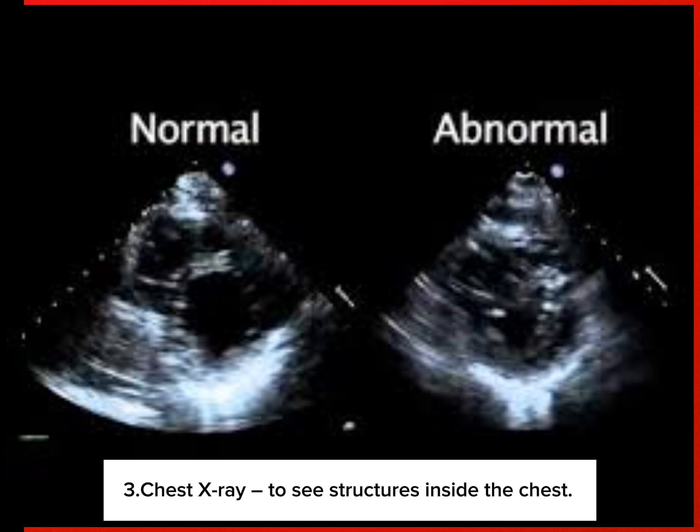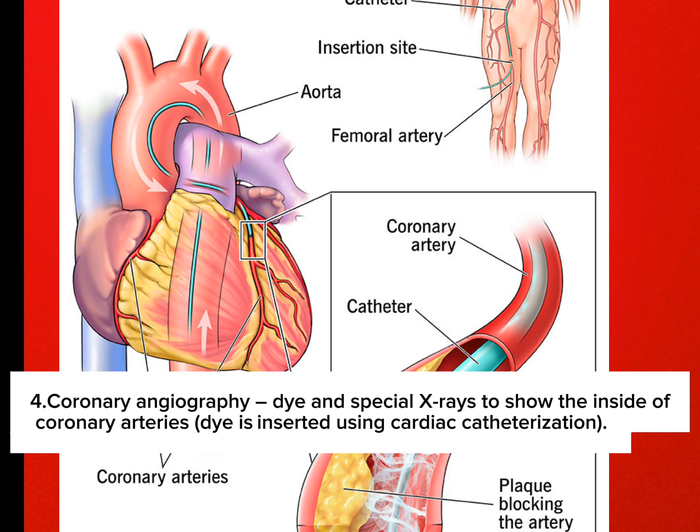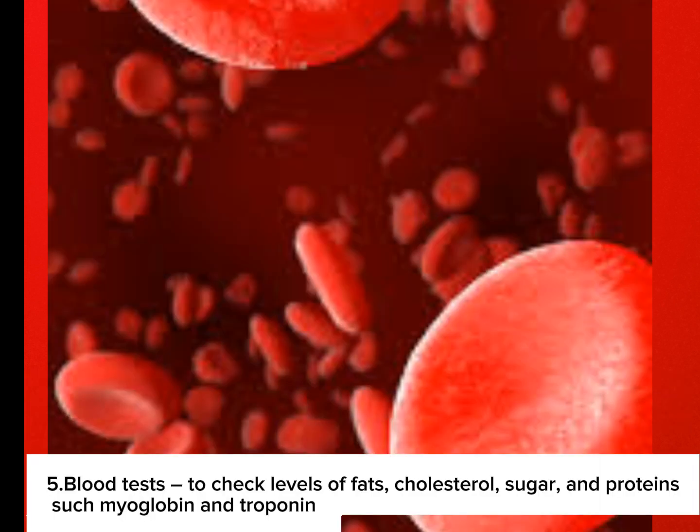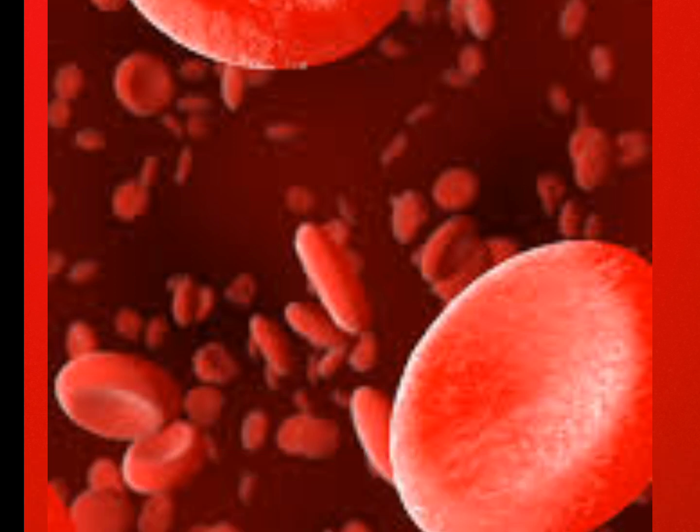3. Chest X-ray to see structures inside the chest. 4. Coronary angiography, dye and special X-ray to show the inside of coronary arteries. Dye is inserted using cardiac catheterization. 5. Blood tests to check levels of fat, cholesterol, sugar, and protein such as myoglobin and troponin.